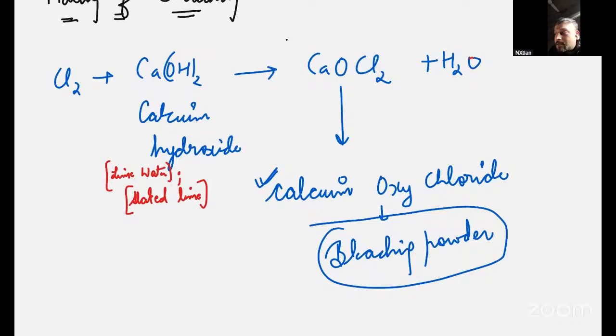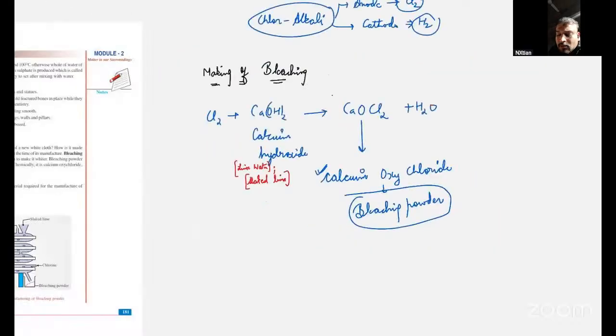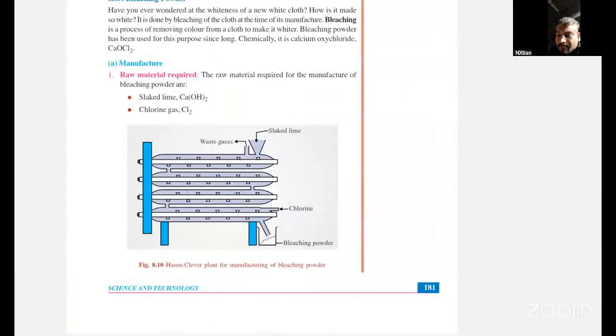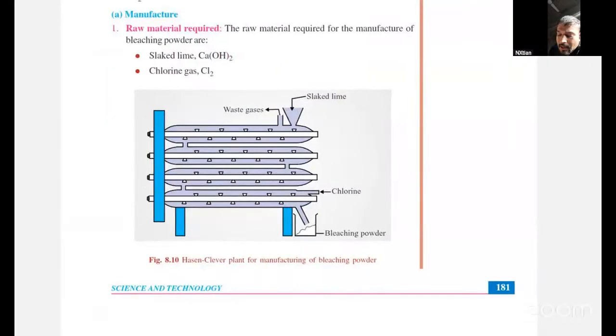This bleaching powder is basically used for removing stains from clothes. If there is a stain or color, for decolorization also, we use bleaching powder. It can be prepared by the Hasenclever plant process. Everyone please pay attention. This is slaked lime, Ca(OH)2. You put it in, then it rotates, and with this rotation we insert chlorine gas into it.